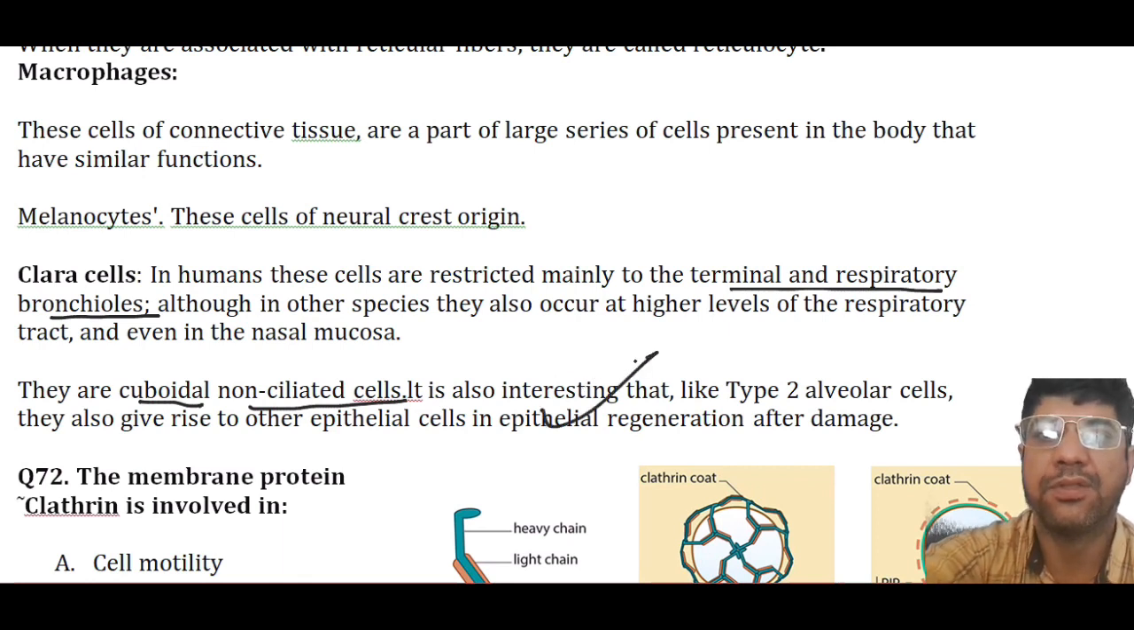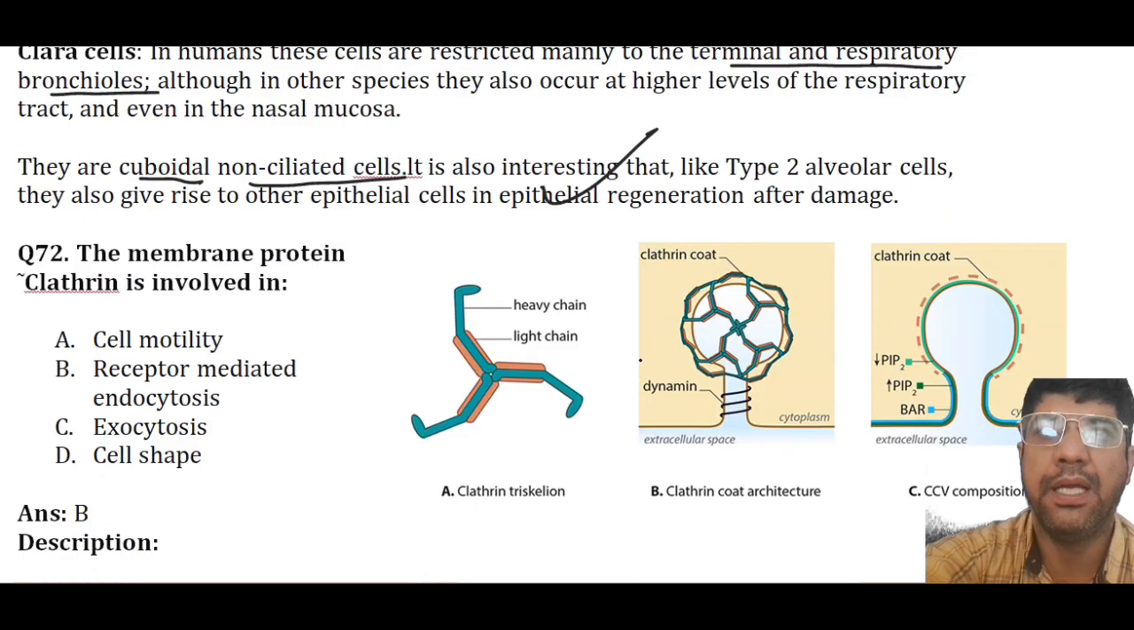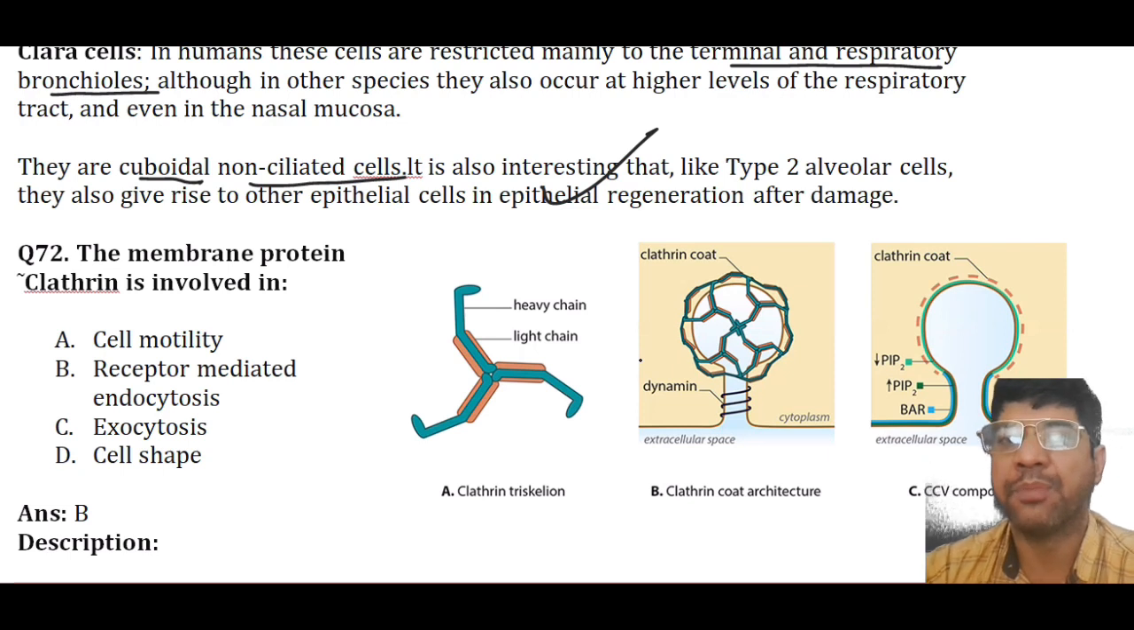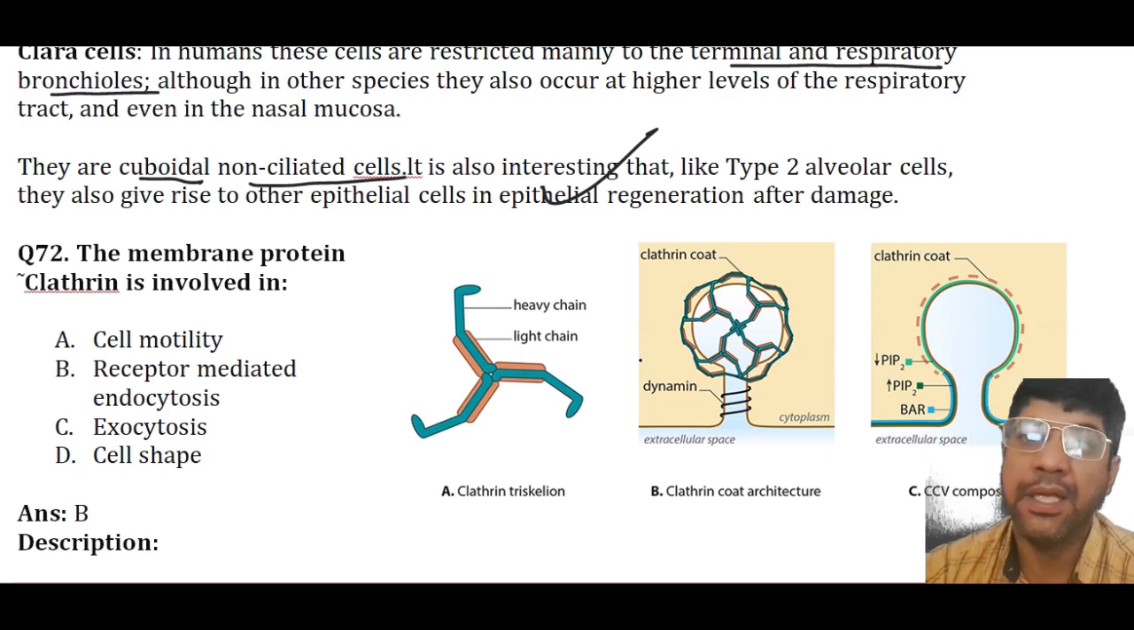Coming to the next question, the membrane protein clathrin. Well, the membrane protein clathrin is involved in receptor mediated endocytosis. We know clathrin is a protein that plays a key role in receptor mediated endocytosis.